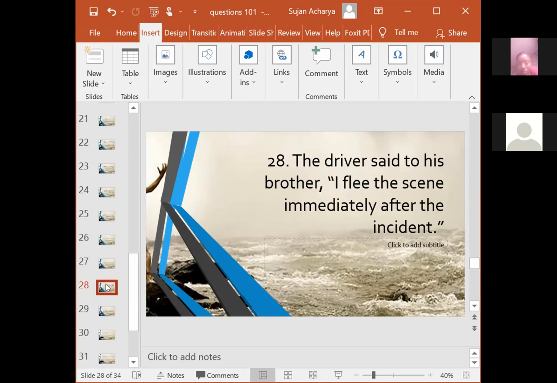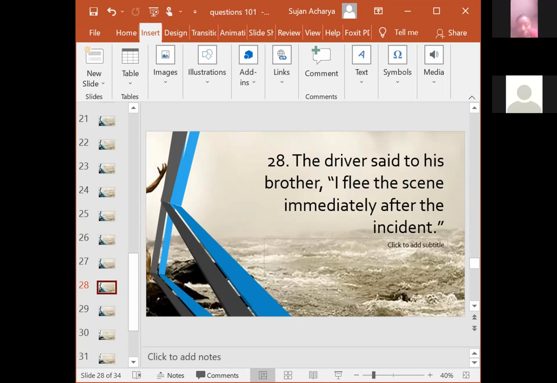Number 28. The driver said to his brother, I fled the scene immediately after the incident. The driver told his brother that he fled, F-L-E-D, the scene immediately after the incident. Why told? Said is followed by his brother, the object of the reporting verb. Once again, the driver told his brother that he fled the scene immediately after the incident.